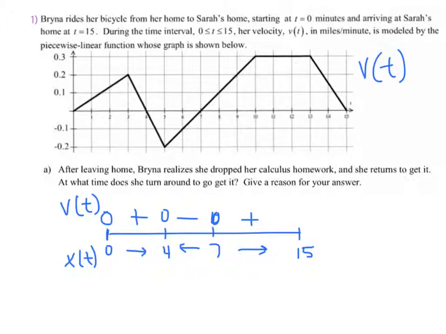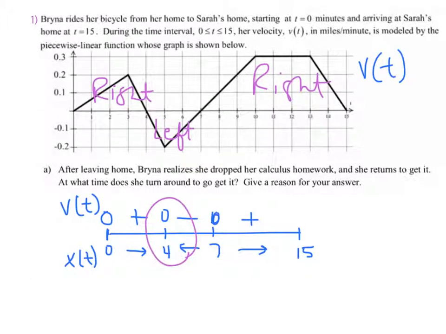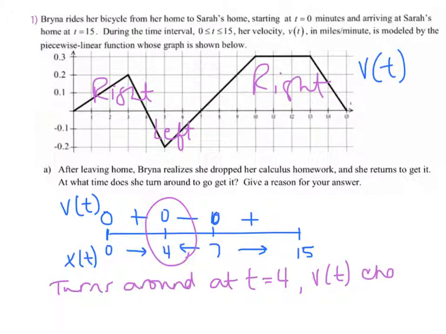And like I said, you might have been able to just look at the graph and see that if velocity is positive, if it's above the x-axis, then we're moving to the right. And then as we dip below the x-axis, we move to the left and again to the right. Okay, so when is she changing directions? Clearly right here at t equals 4. So she turns around at t equals 4. And how do I know that? Because v of t changes sign.